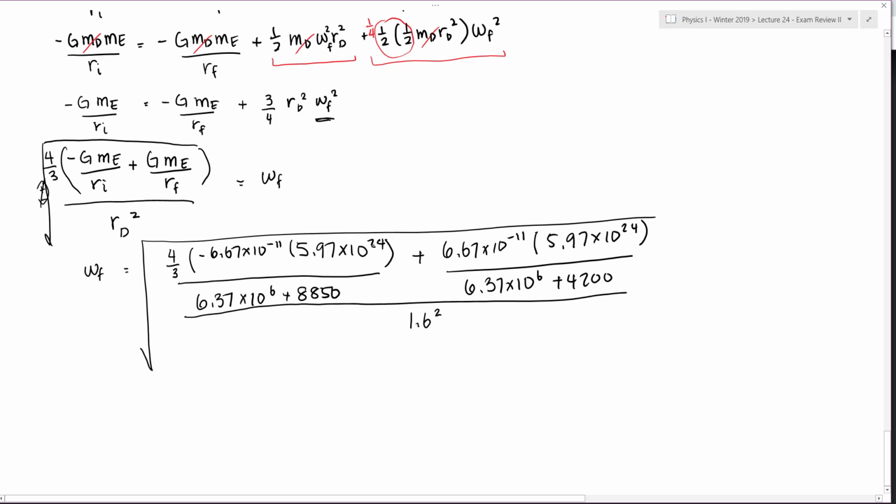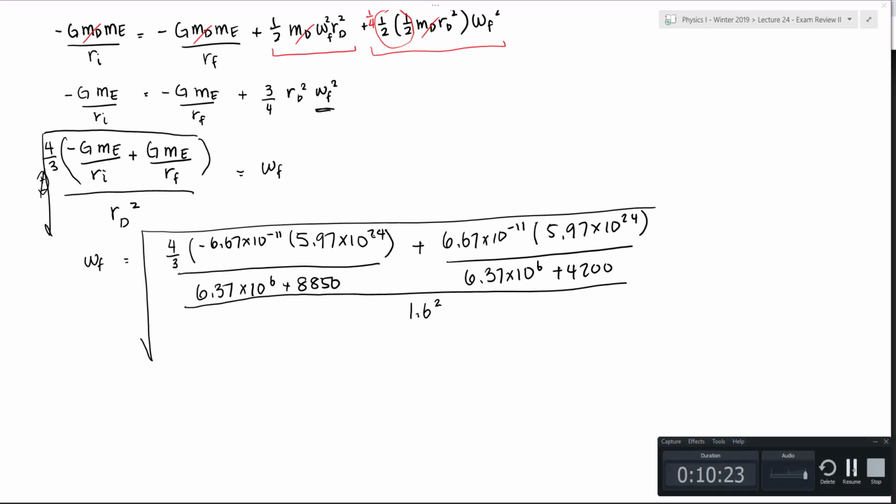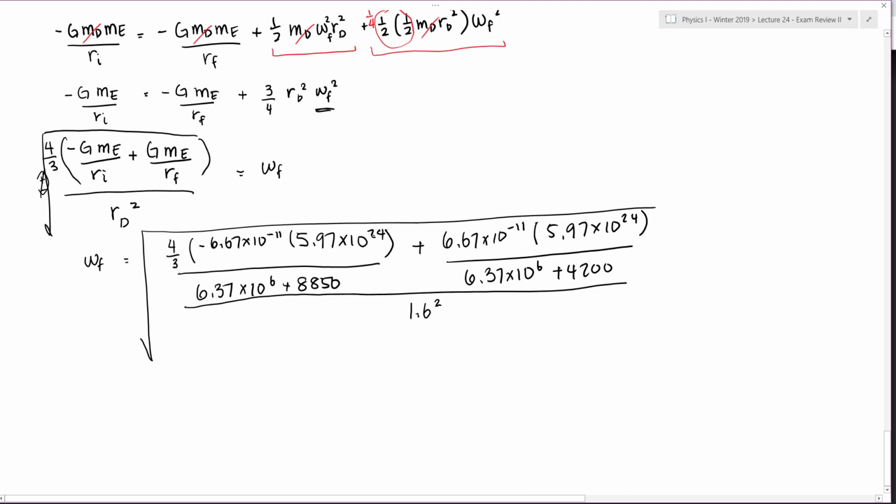Now I'm going to type it all up on my calculator. Just note this 4 over 3 is multiplied by everything that's in the numerator, so I should have put a big bracket here and here so it's more clear. When I type all of this into my calculator, I get 154. This is omega final, the angular velocity, so the units are radians per second.